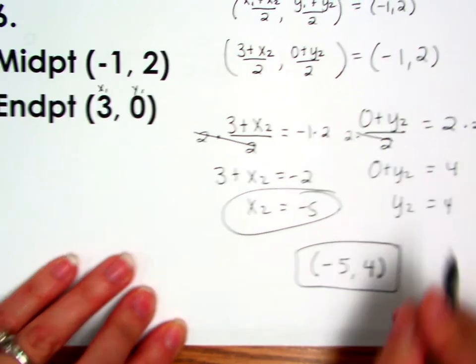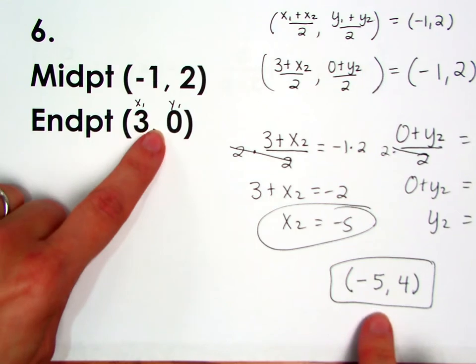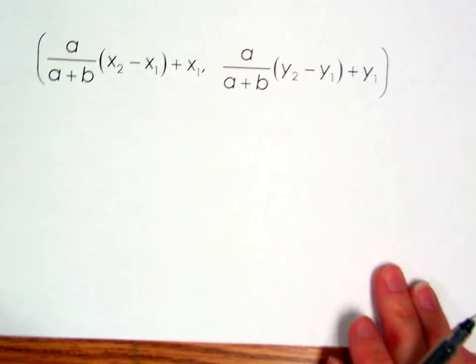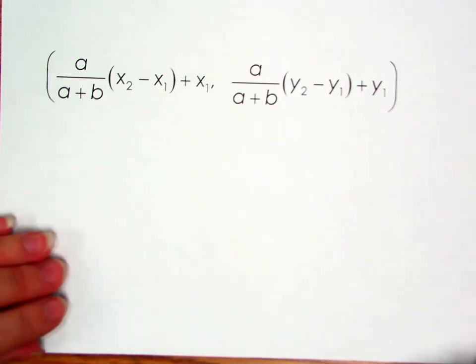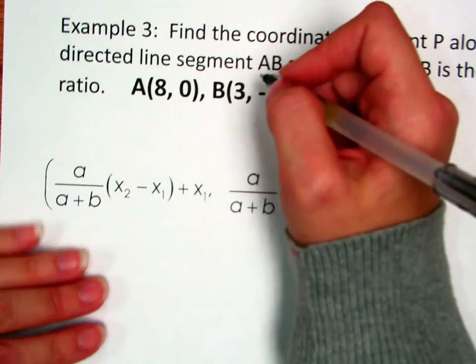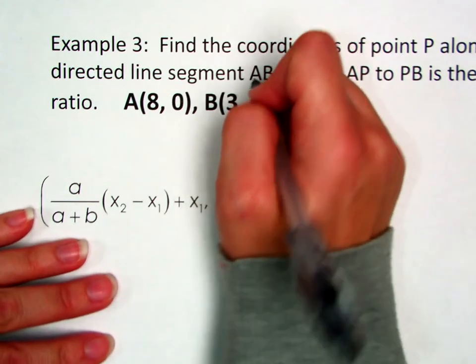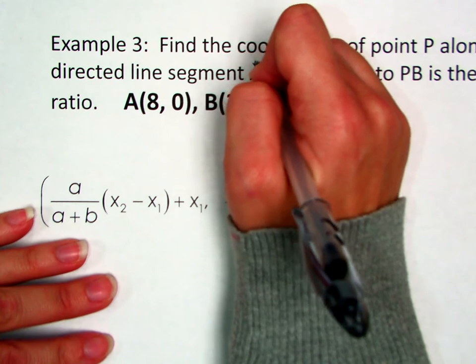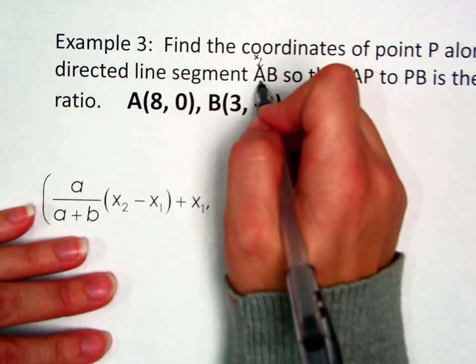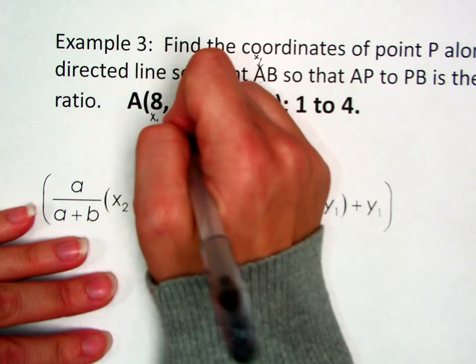To check, you could add your endpoints together and divide by 2, and you should be getting your midpoint. And then the final thing that we did in class today was we learned how to partition a segment. You have to pay attention to what the segment order is. Whatever letter comes first, that is your x1, y1 value. So be careful. A is going to be treated as our x1 and our y1.